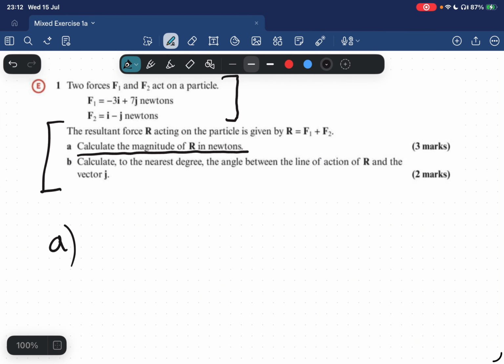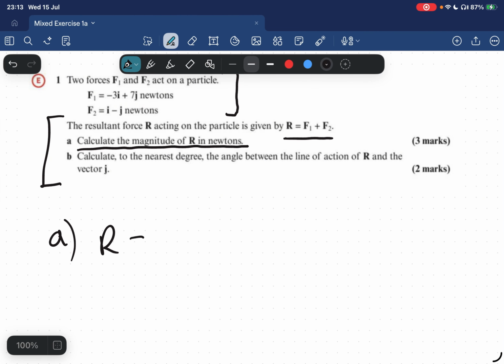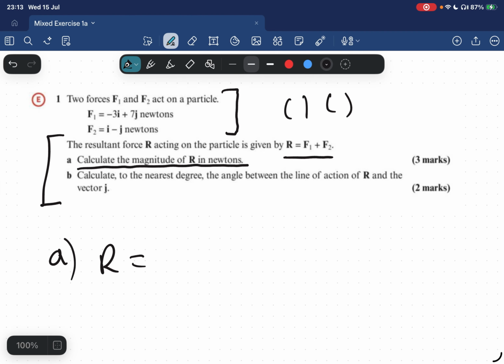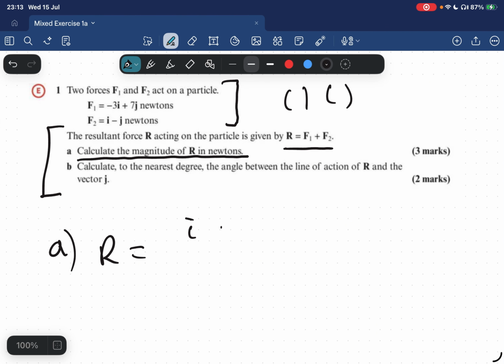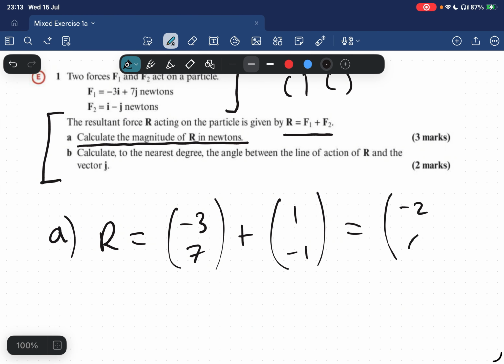So what is R? R is F1 plus F2, so let's figure that out first. Whenever you do this addition, I really strongly recommend writing F1 and F2 in terms of column vectors. I find it much easier. I don't know about you, but my i's and my j's, as I do lots of workings out, I often get confused by them, and I find this way simpler to understand. So we're doing minus 3, 7 plus 1, negative 1. Here we're just doing negative 3 plus 1 and then 7 take away 1. So R is negative 2 and 6.